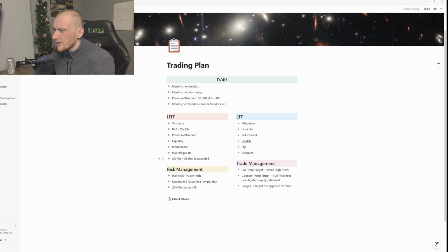Risk management, we have 0.5 to 1% per trade, which is still great. That is great risk management, even back then when I first started. Maximum 2 losses a day. I would only take 1 loss per day now, as 2 losses would really mess up your psychology rather than just 1 a day. 25% partials at 1 to 3, and that is quite mad because 1 to 3, I am really quite happy with a 1 to 3. It's not too high and it's not too low.